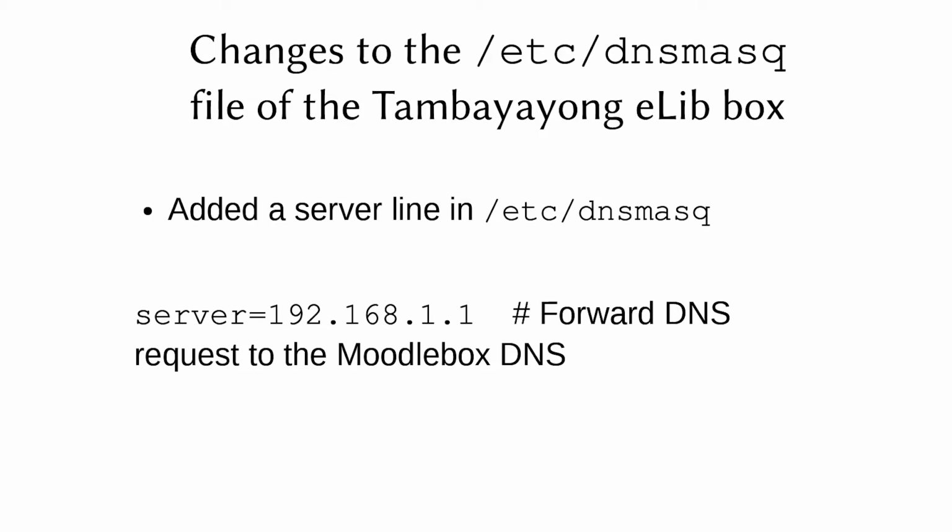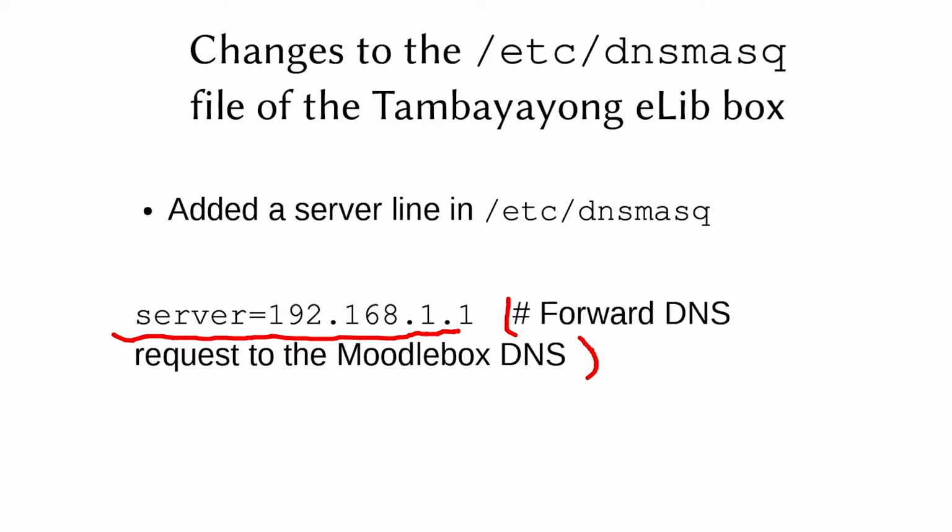And then I made changes to the /etc/dnsmasq file of Tambayayong e-lib box. I added a server line in the file, this line. These are just comments. So it's server equals 192.168.1.1. 192.168.1.1 is the IP address of the Moodlebox DNS server.